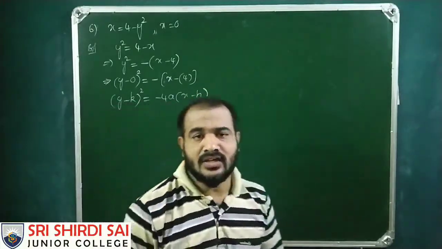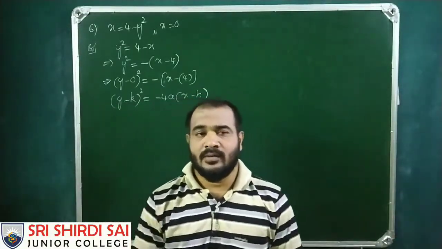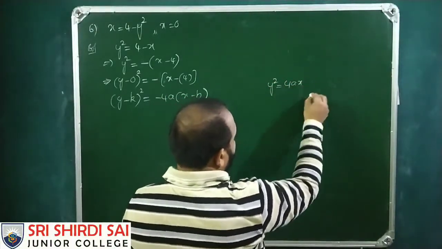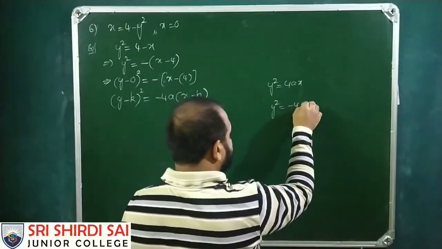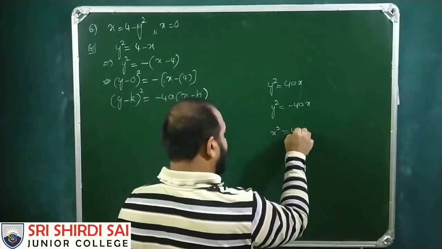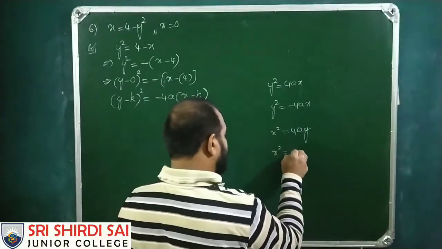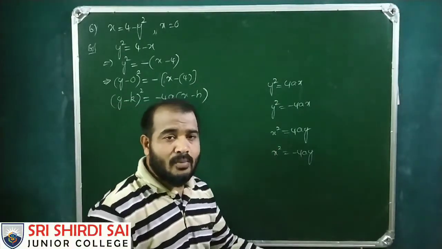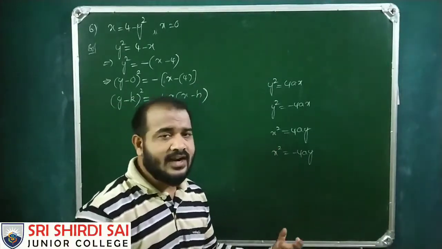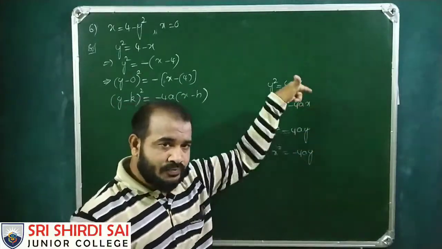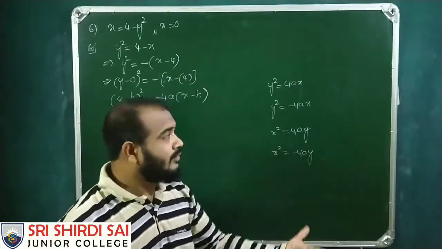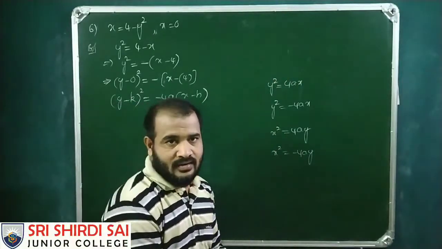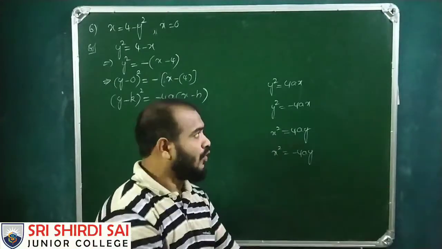Yesterday we discussed the various parabolas: y square equals 4ax, y square equals minus 4ax, x square equals 4ay, x square equals minus 4ay. All are said to be the standard form of the parabolas. Why standard form? The vertex of these parabolas is at the origin. But we have a few more parabolas which I forgot to discuss in the previous video. No problem.